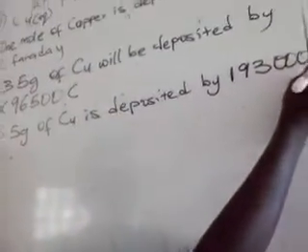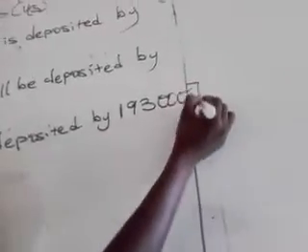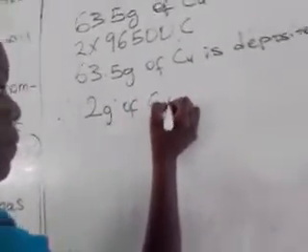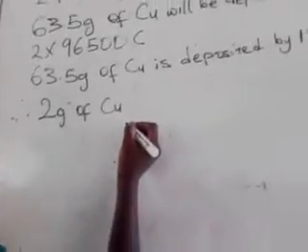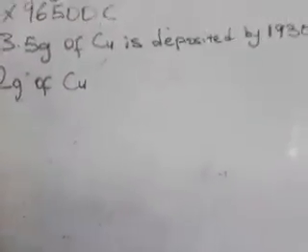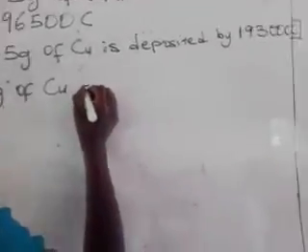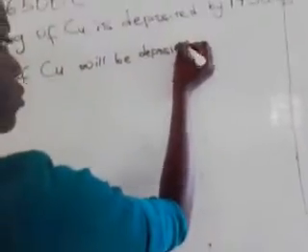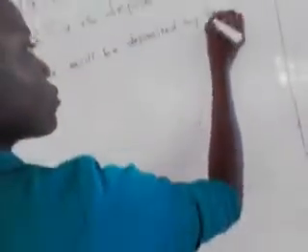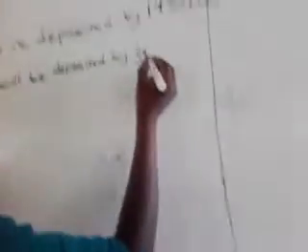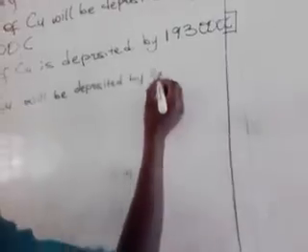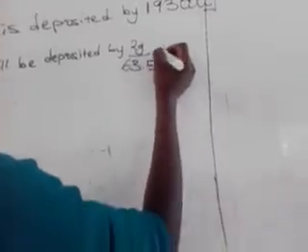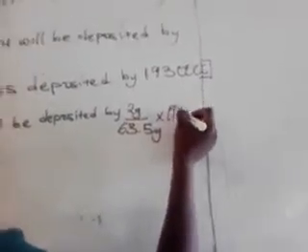Therefore, 2 grams of copper will be deposited by 2 grams over 63.5 grams times 193,000 coulombs over 1. I always use this therefore symbol.